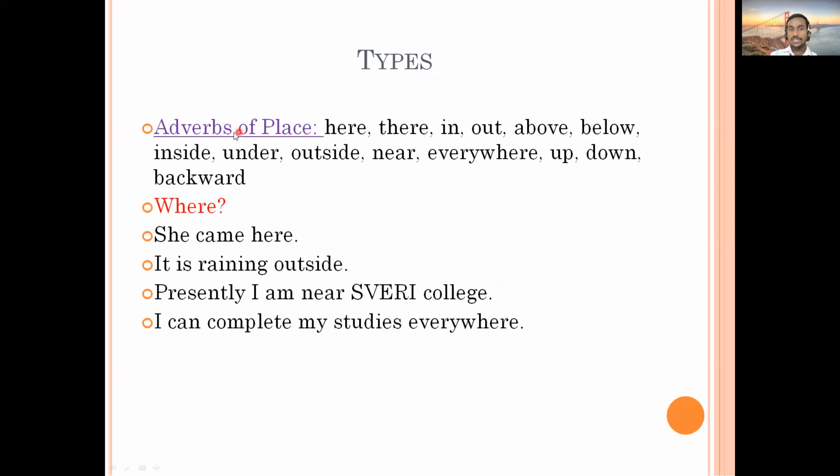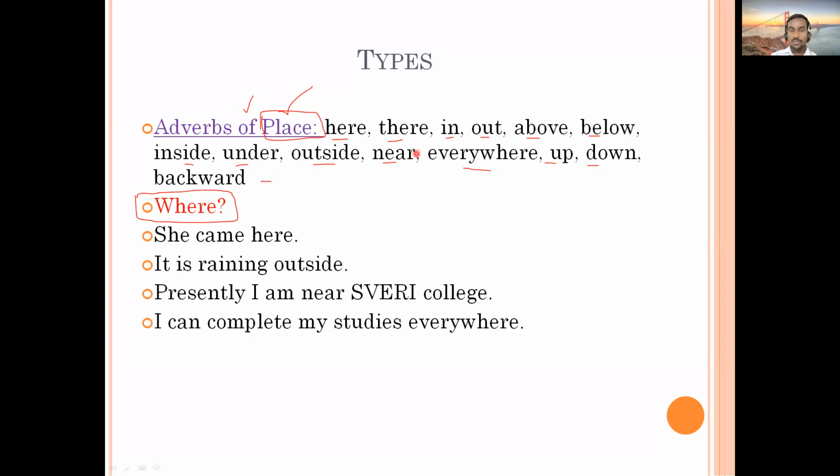Okay, then here we are with the second type, and this second type is adverbs of place. So what do you understand from adverbs of place? It will talk about where a particular action takes place. The word from which we know where an action happens is an adverb of place. Okay, so here see some of the examples: here, there, in, out, above, below, inside, under, outside, near, everywhere, up, down, backward.